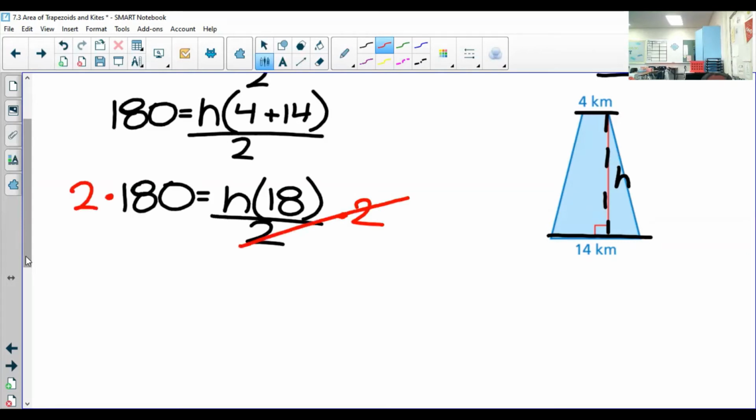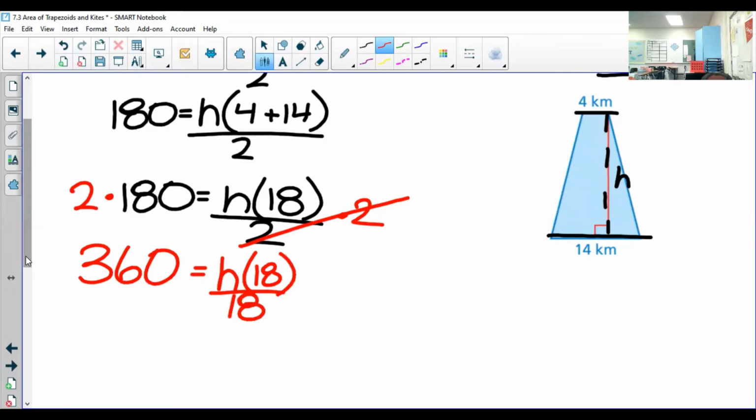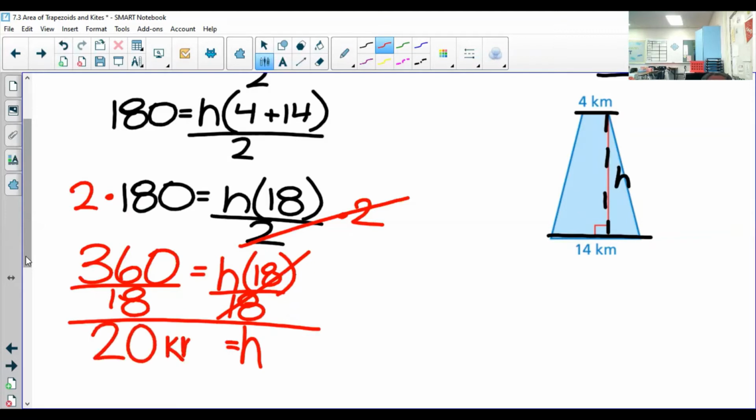Okay? My 2's cancel, and I have h times 18 left, equals 180 times 2 is 360. And now I have h times 18 right here, which is multiply, and the opposite of multiply is to divide by 18. So I have to do that to both sides. My 18's cancel. All I have left is h equals 360 divided by 18. Put that in your calculator if you need to, is 20 kilometers. And this is not squared, right? This is just the height. So we leave it just like this.